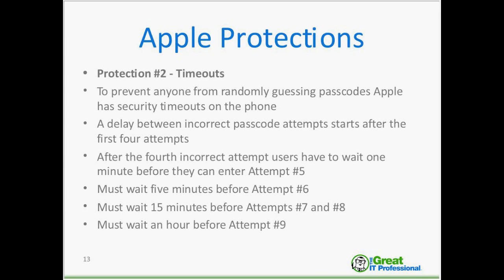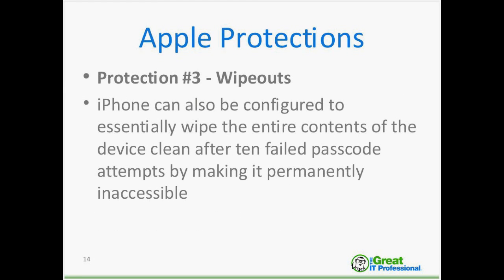The third protection that Apple had built in was wipeouts. The iPhone could be configured so that it would essentially wipe out the entire contents of the device after 10 failed passcode attempts, so it would then be permanently inaccessible.